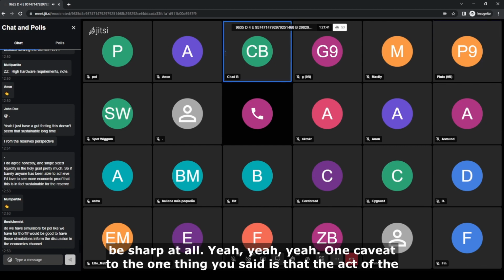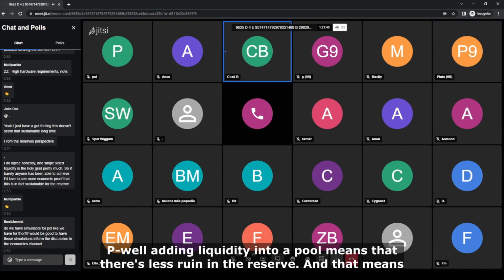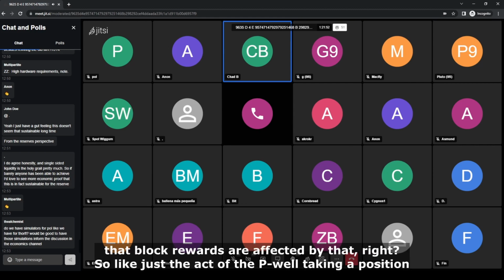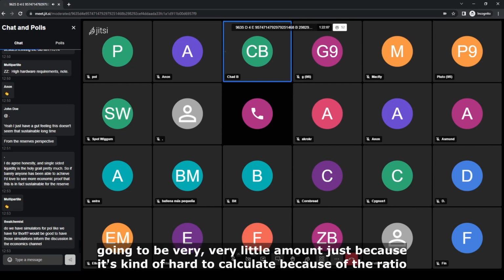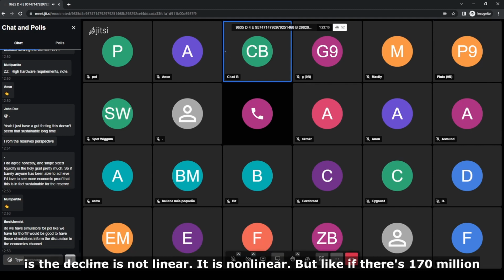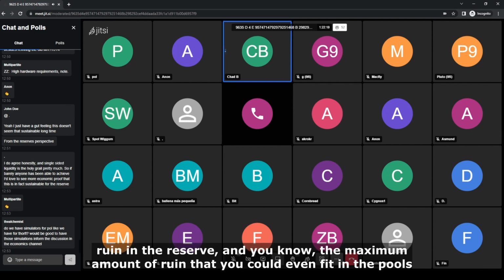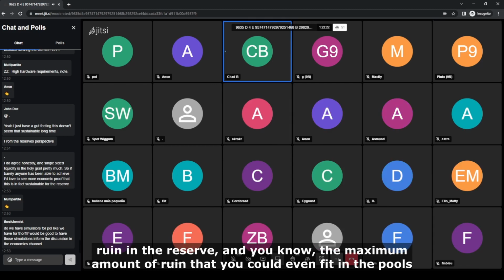Yeah. Okay. One caveat to one of the things you said is that the act of the POL adding liquidity into a pool means that there's less rune in the reserve, and that means that block rewards are affected by that, right? Just the act of the POL taking a position in a pool will cause block rewards to go down some small percentage. How much that is is probably going to be very little, because it's hard to calculate, since the decline is not linear. It is non-linear.